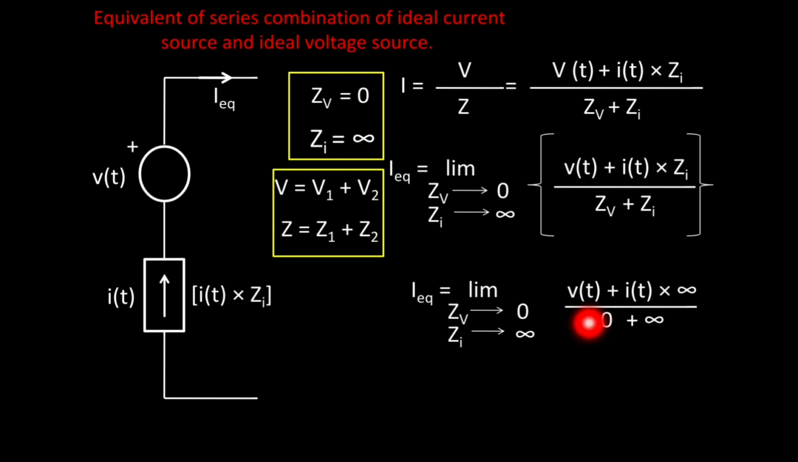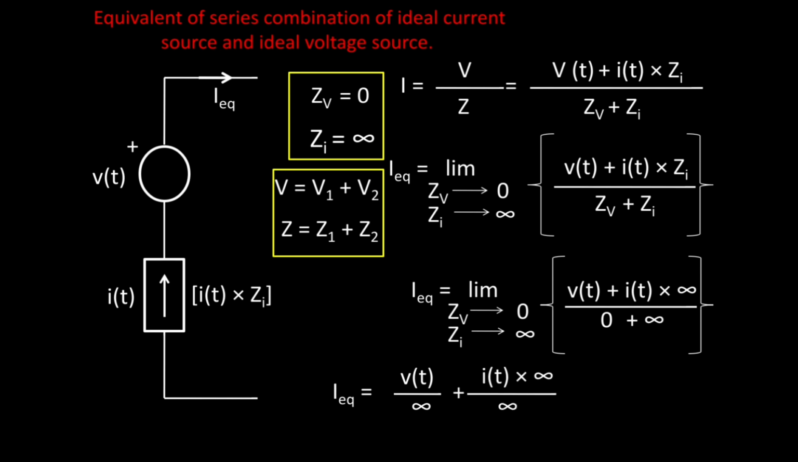Now we will simplify this equation. Let us separate the numerator. So we have V of t upon infinity plus I of t into infinity upon infinity. Now what will be V of t upon infinity? If there is infinity in the denominator, the answer is 0. So the first term is 0, and in the second term, I of t into infinity upon infinity, infinity and infinity will cancel and only I of t will remain. So we got 0 plus I of t.